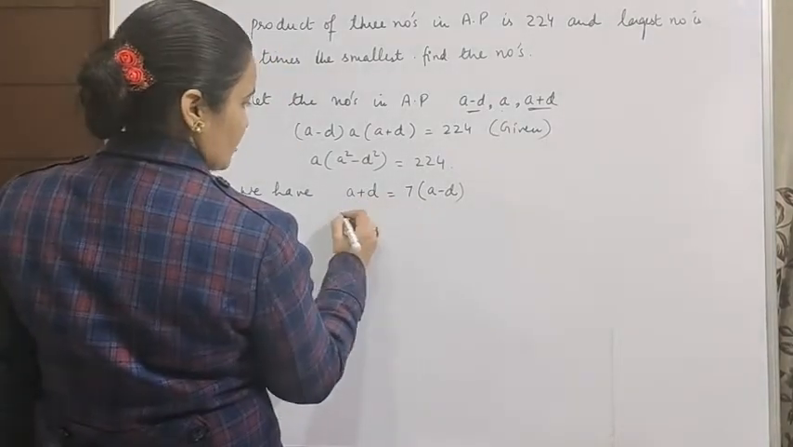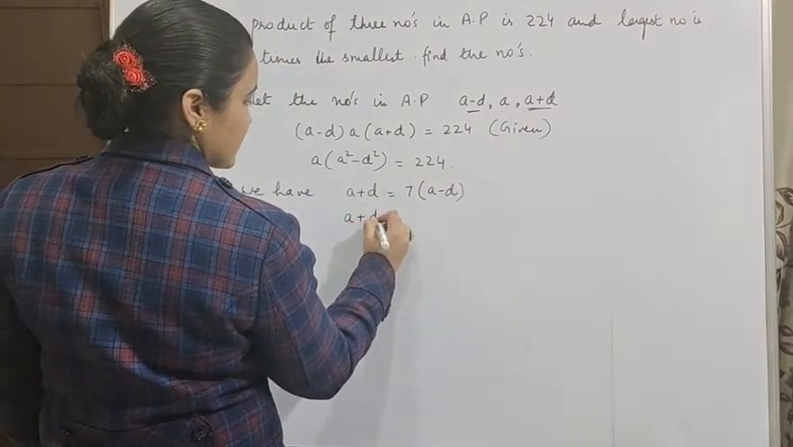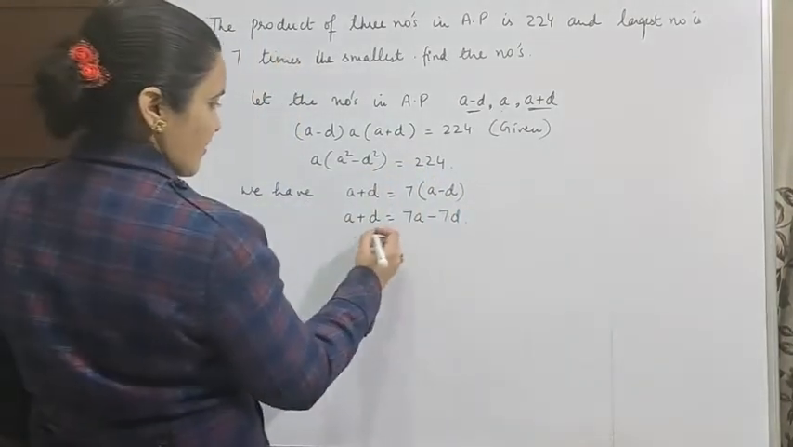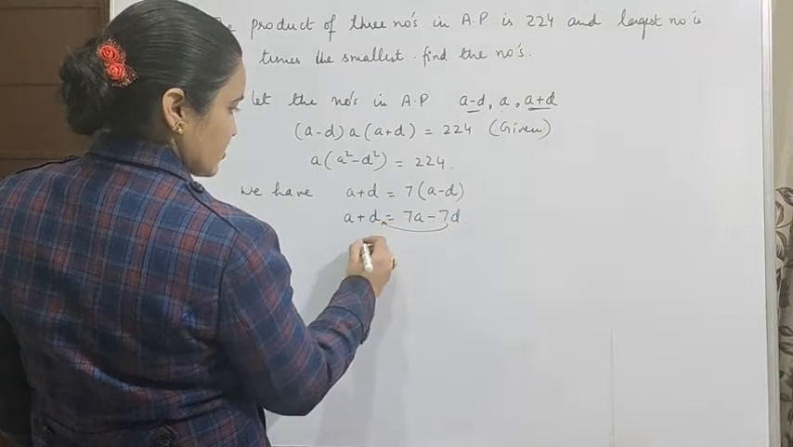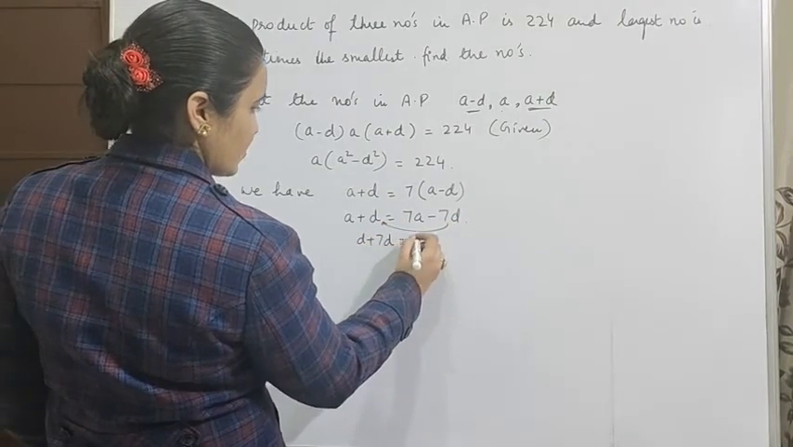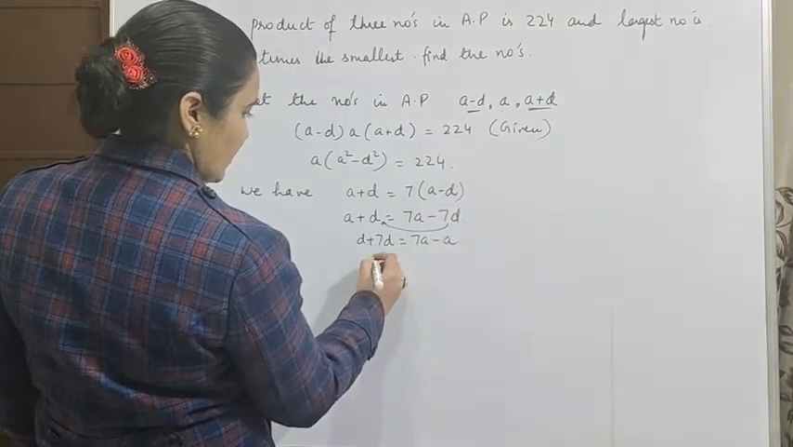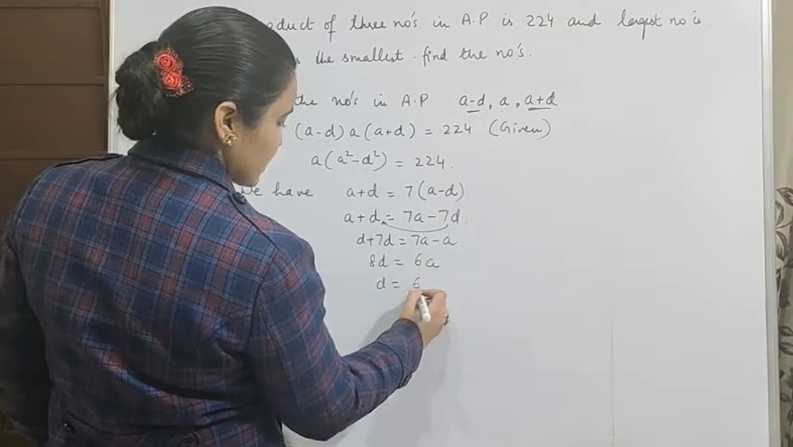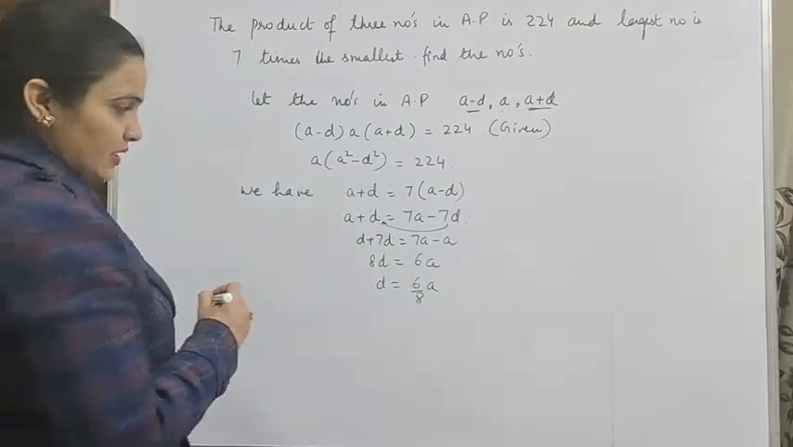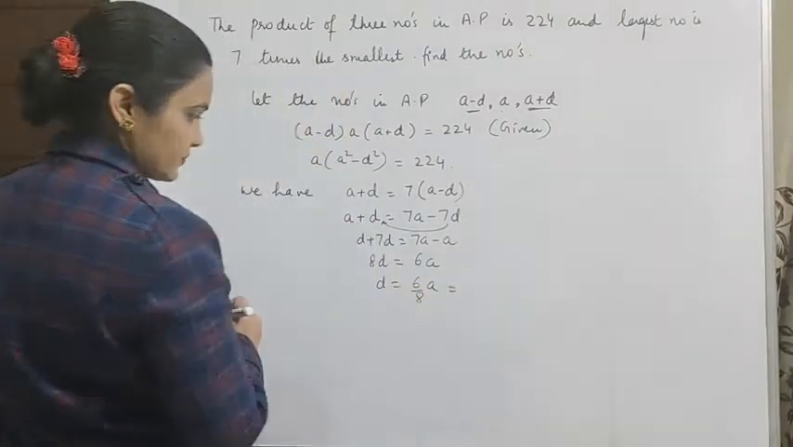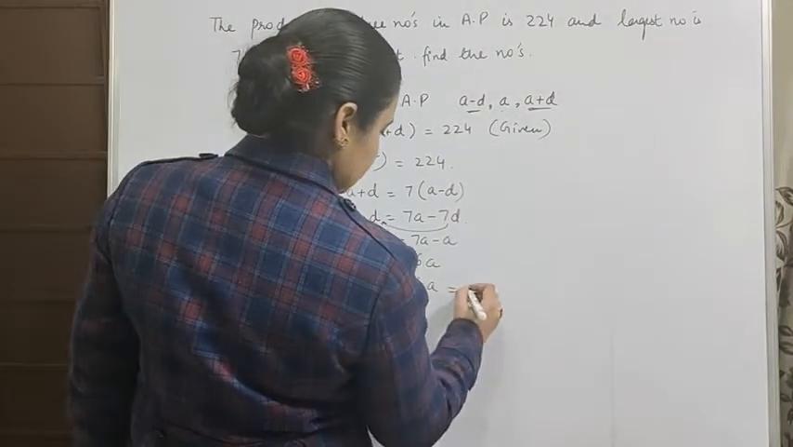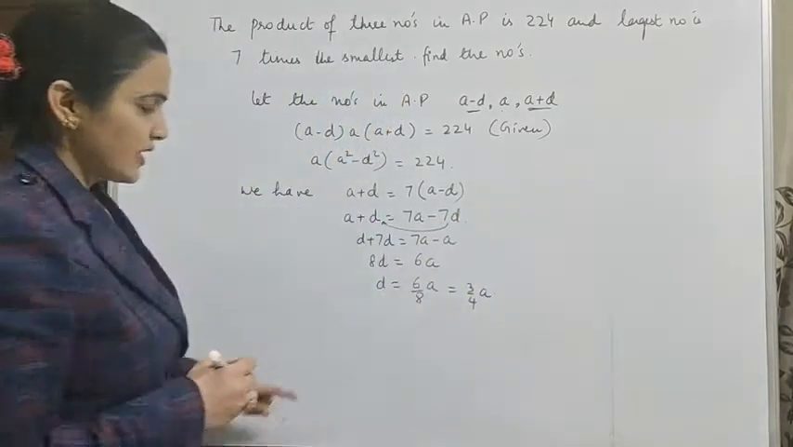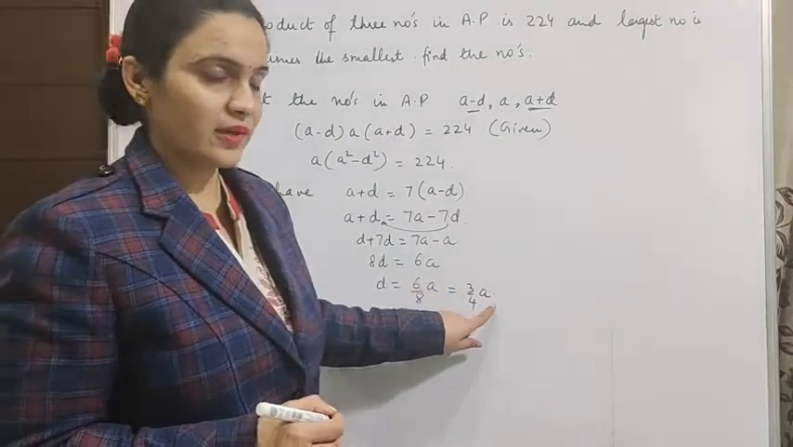So let us solve this. It is a plus d is equal to 7a minus 7d. So we take this here. So it is a plus 7d is equal to 7a minus a. Wait, rearranging, we have 8d is equal to 6a. So d is equal to 6 upon 8 into a. So this is 3 upon 4a. So d is equal to 3 upon 4 times a.